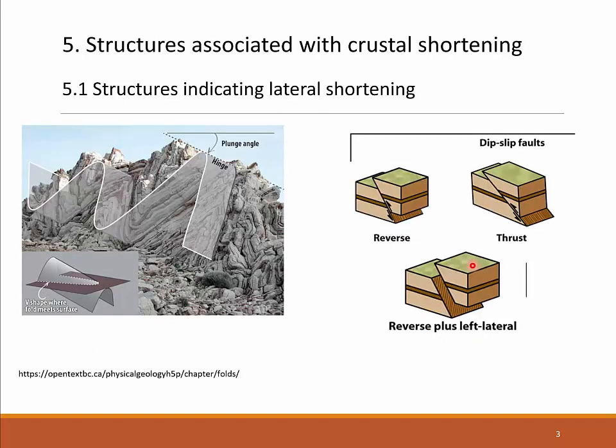The structures that are associated with these settings are, of course, folds, and folds require temperatures that allow ductile deformation to take place. In the brittle field, we would form structures that indicate horizontal shortening, such as reverse or thrust faults, or also oblique slip faults, where we have a thrust or a reverse fault component.